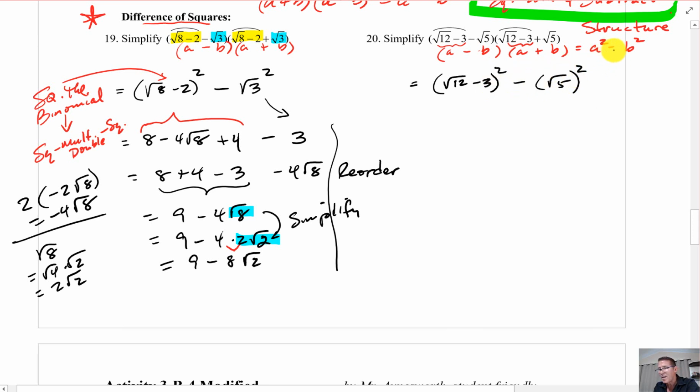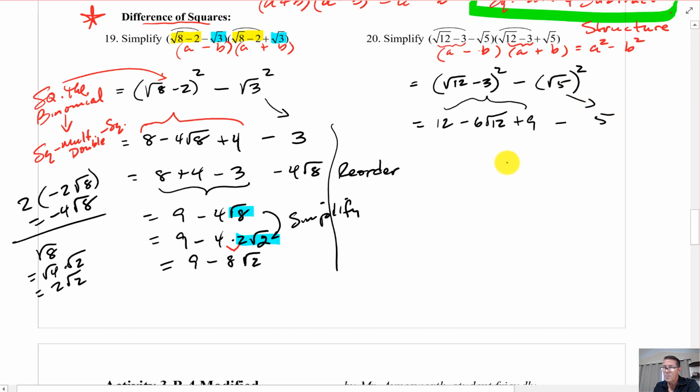That's the structure. Now, when you square the binomial, you got to remember what we just did over here on the left. You got to square, multiply, double, square. So you square the root 12 to get 12. You multiply the 2, and you get negative 3 root 12. Double that, negative 6 root 12. And then you square the last, and you get 9. So when you square the binomial, you get these three terms. And then when you square the root 5, you just get 5. That's easy.